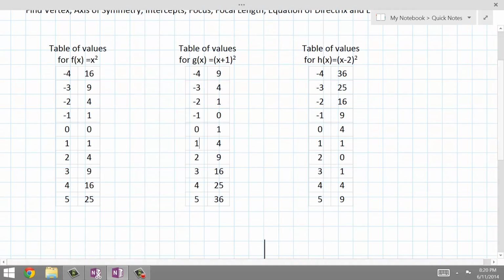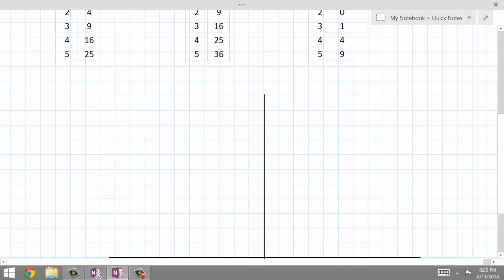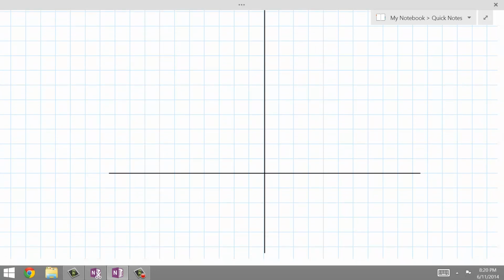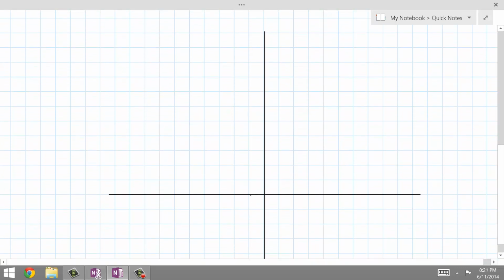So let's use this table of values for the first base graph y is equal to x square and plot this on the grid. Here the first pair of values that we are going to plot is minus 3, 9. So minus 1, minus 2, minus 3, 1, 2, 3, 4, 5, 6, 7, 8, and 9. So this is the first point, minus 3 and 9.